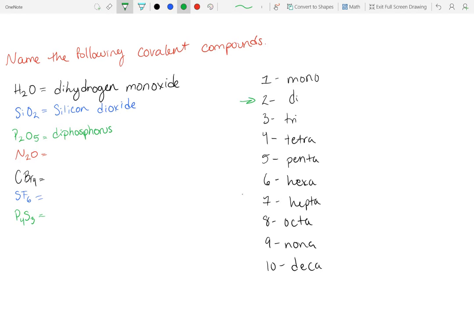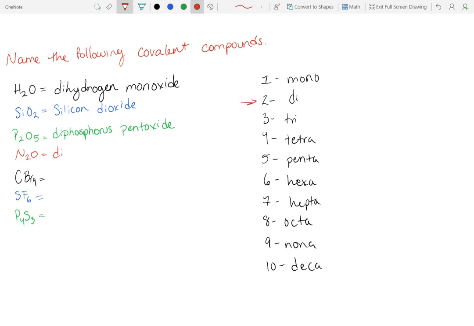And then over here, we see that there's five oxygens. So diphosphorus pentoxide, right? That's the chemical name of that, okay? So let's move on to the next one, N2O, okay? So there's two nitrogens, so what are we going to call it? Di, right? Because two corresponds to di.